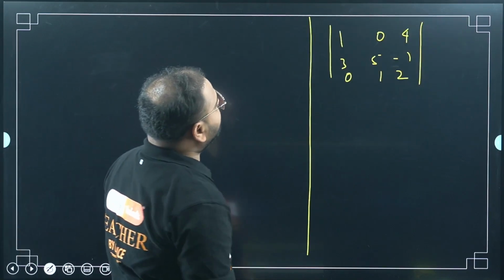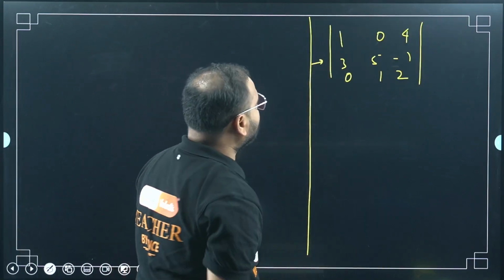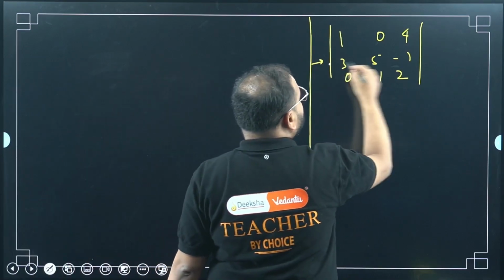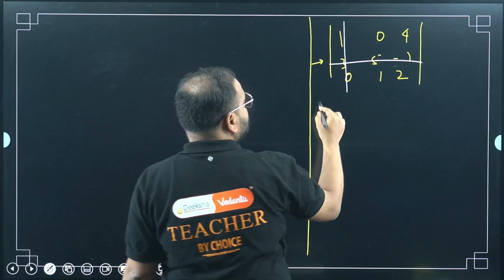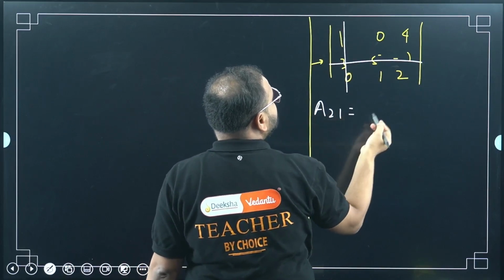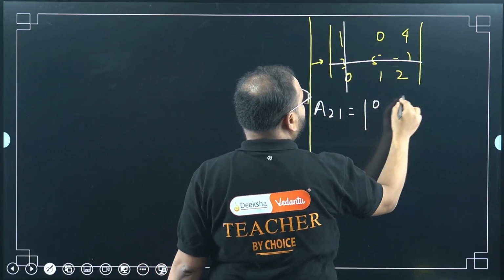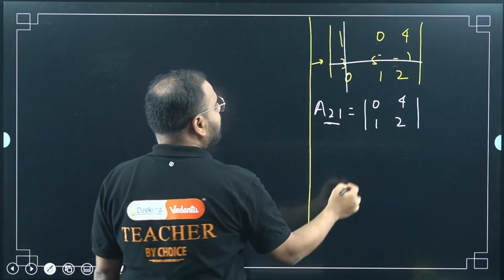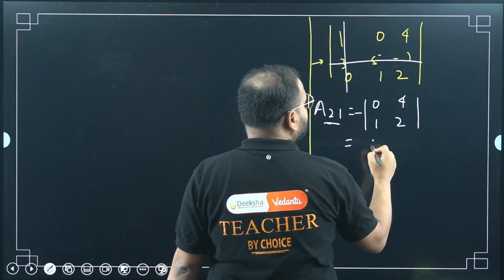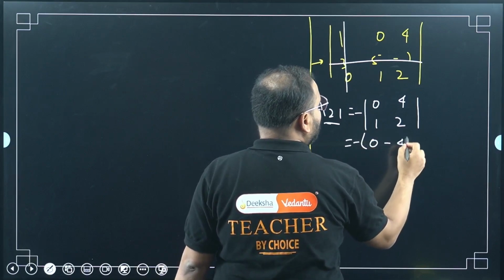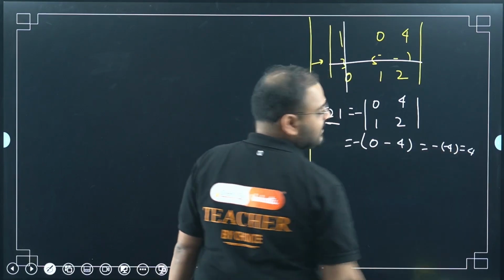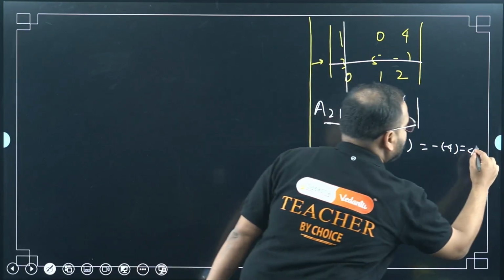So let me do the second row quickly. For the first element, I can go like this and this. So my A21 will look like this: 0 4 1 2. What is the sign? 2 plus 1 is odd, so negative. How much is that? 0 minus 4, and minus of minus 4 is nothing but plus 4.